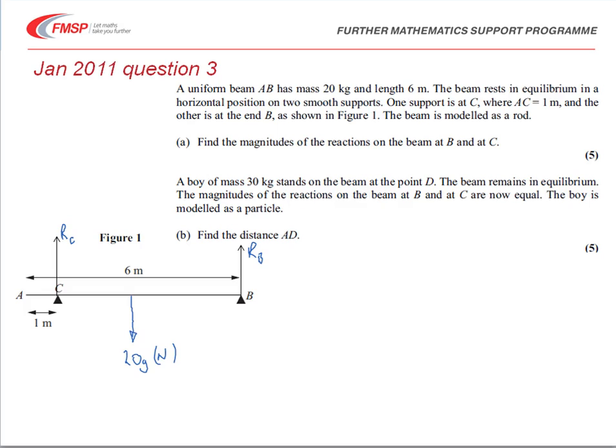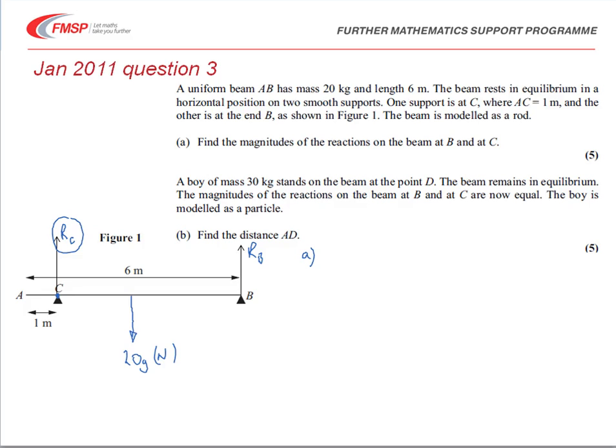So the first part of the question looks at the situation as we've got in the diagram at the moment. In part A, it says find the reactions on the beam at B and C. We can do this by taking moments about C. If we took moments about point C, then the reaction at C has no moment because it's zero distance from C, and so we'll get an equation involving the reaction at B only.